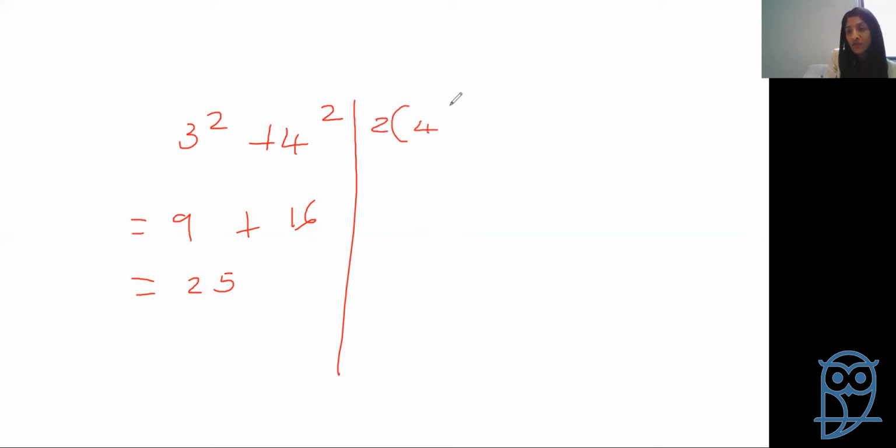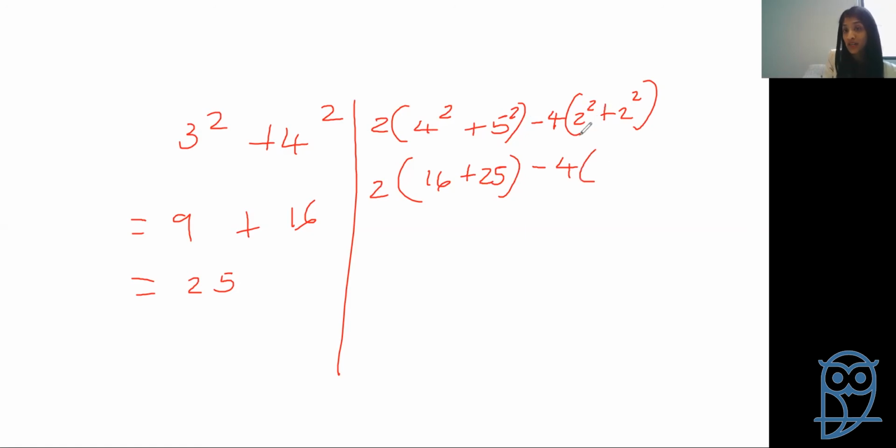Next, (4 to the power 2 plus 5 to the power 2) minus 4 times (2 to the power 2 plus 2 to the power 2). First, we're going to solve our brackets. So we say 4 times 4 is 16. 5 times 5 will be 25. Minus 4, open brackets again. But 2 times 2 is 4 plus 2 times 2 is 4. Now we're still solving brackets. So 16 plus 25 is 32.